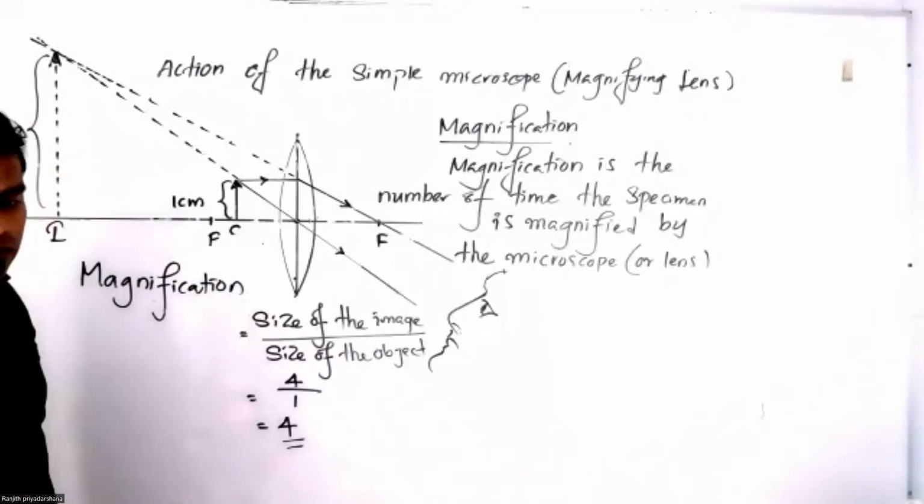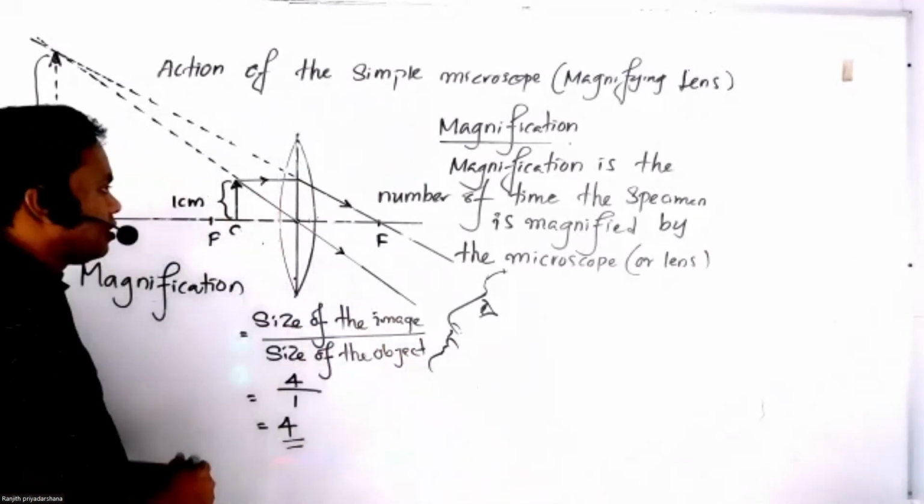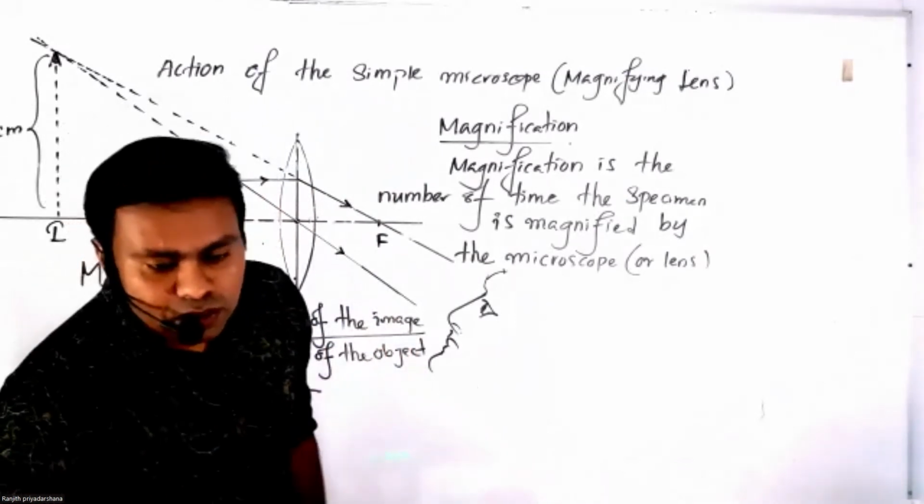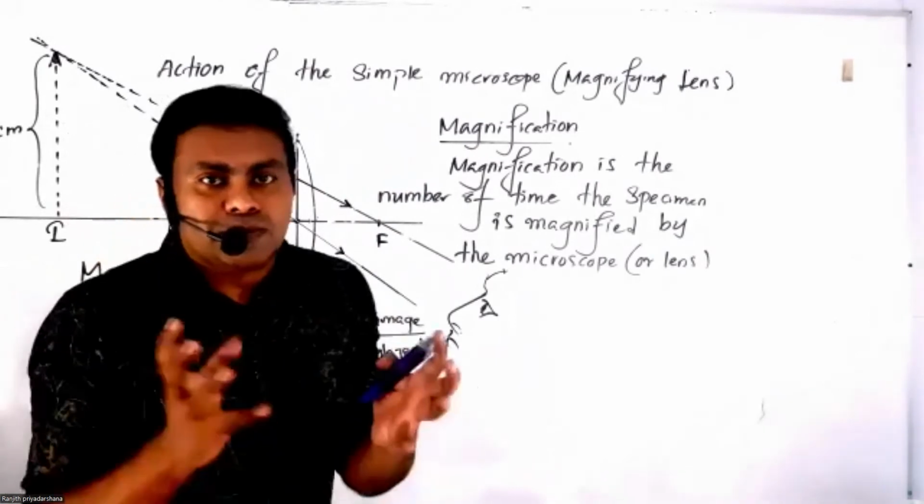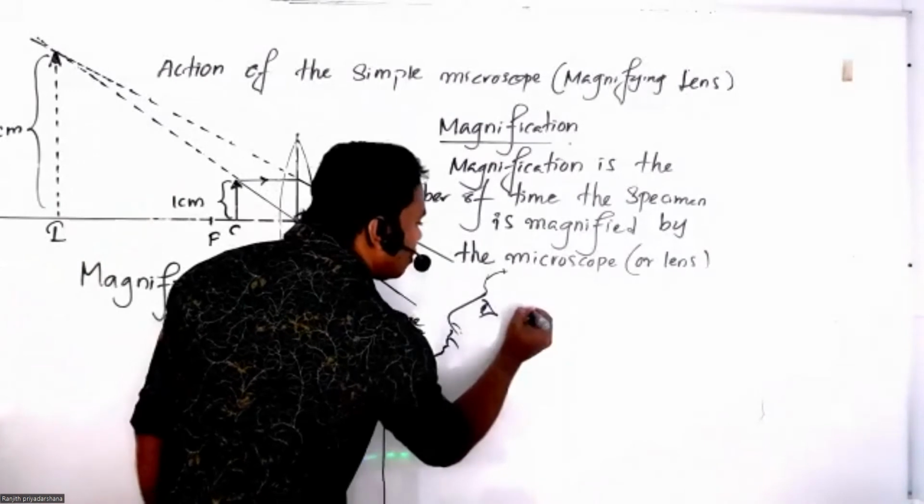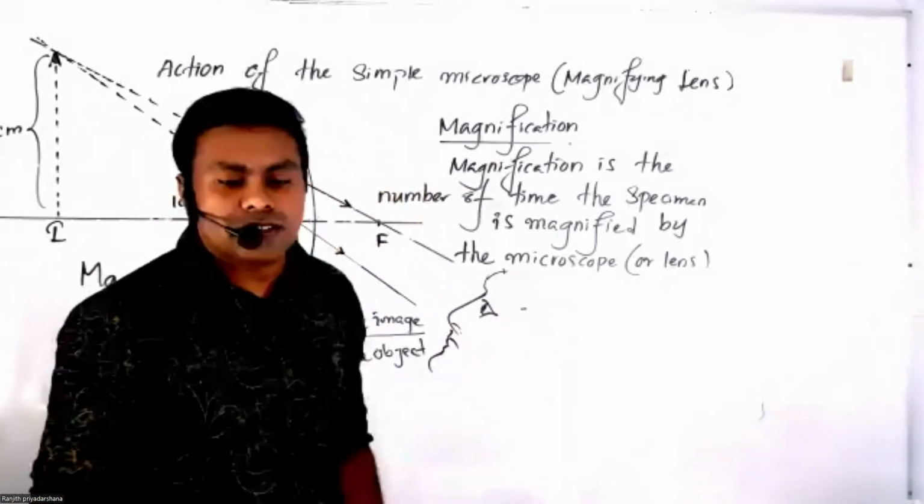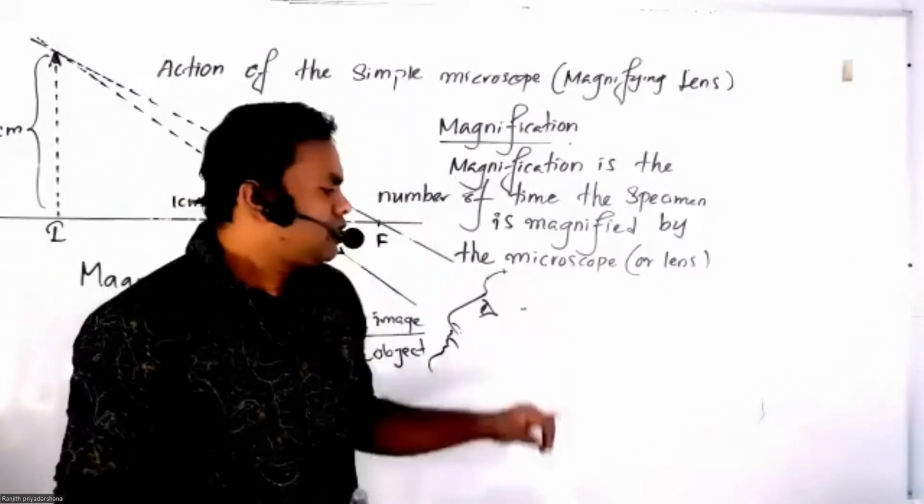Okay, now let's move ahead. Next one is resolution. Magnification is how many times it is magnified. So what does it mean by the resolution? The ability to separately identify, the minimum distance that should be between them to identify them as separate objects.